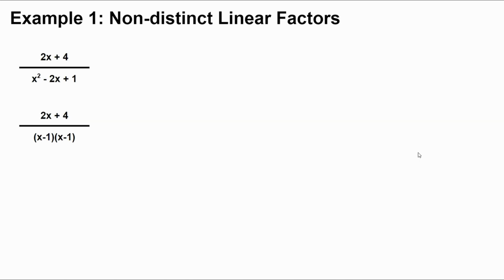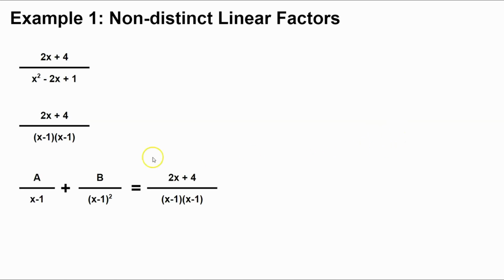Well, when you have non-distinct linear factors, for each of those factors there's still going to be one of the A and B terms, but for each successive non-distinct factor, you're going to increase the exponent by 1. So what does that look like when we decompose? We take the first x minus 1 and we put it in the denominator of the A term. And then for the second x minus 1, we still put it in the denominator of the B term, but now we increase its exponent to 2.